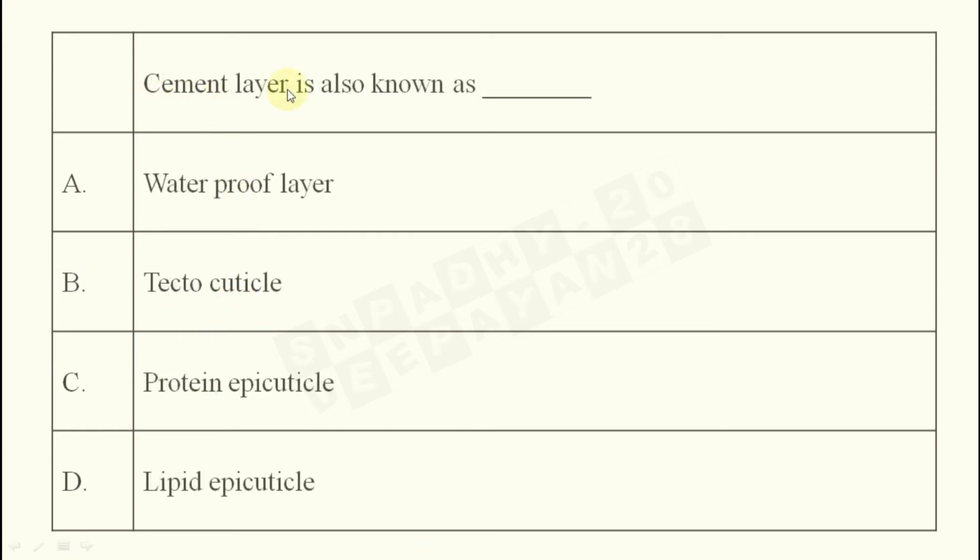Next one you see, cement layer is also known as what? You see different names are there. Cement layer is also known as what? Your option B, that is your tectocuticle.